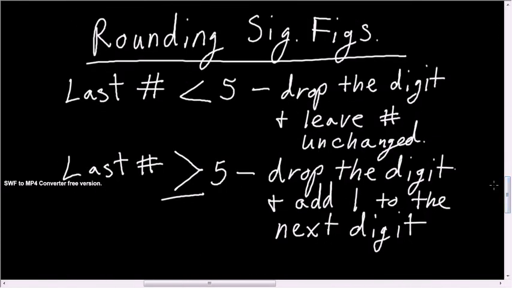Okay, so what about rounding? I probably should have told you this earlier. If you have to round, we do not always round down when we make something into significant digits. If the number that you're eliminating is less than 5, you just drop the digit and leave the next number unchanged. However, if the number is greater than 5, then you drop the digit and add 1 to the next digit, like we did in the multiplication example. Alright, that's it.